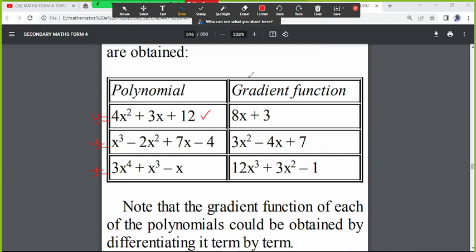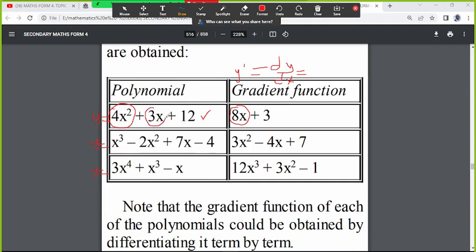Now, how do you find its gradient function? How do you find its change in y over change in x? How do you find its derivative? Its derived function? Its y prime? Because we are using the same terms to refer to the same thing. So for the gradient function, I want you to take note that when we differentiate this, we take the derivative of the first term. The first term is 4x squared: 2 times 4 gives 8, then we reduce the power by 1, so 8x.